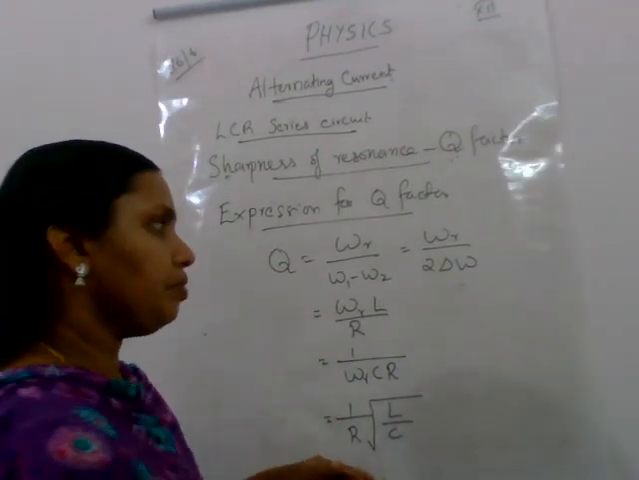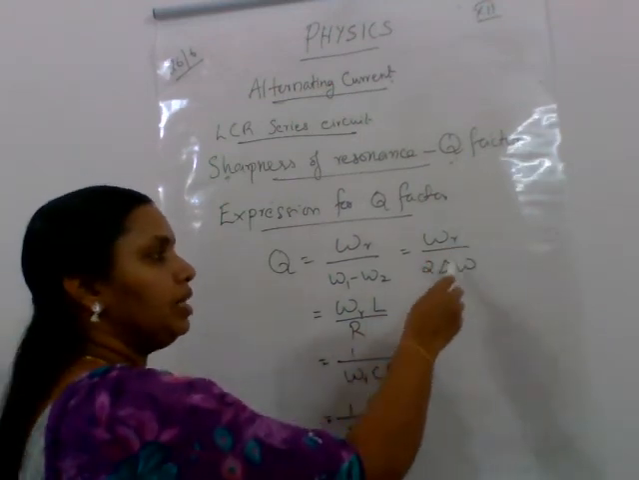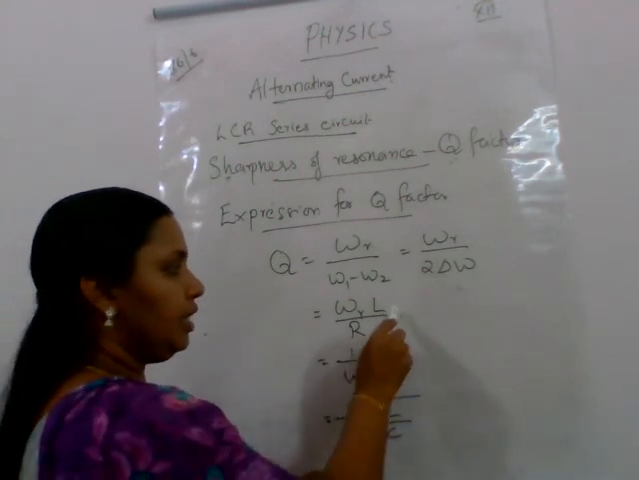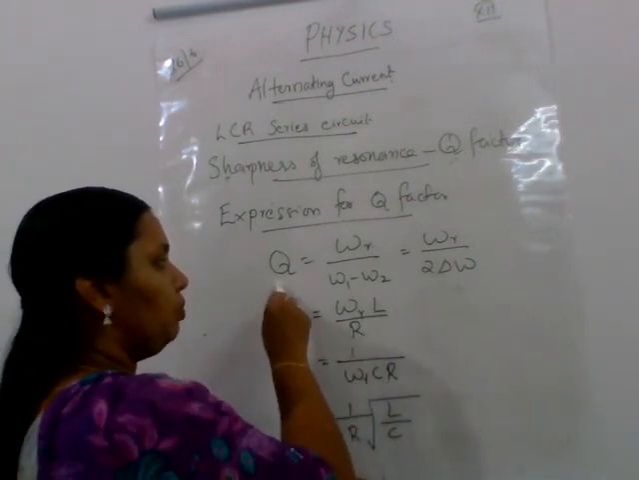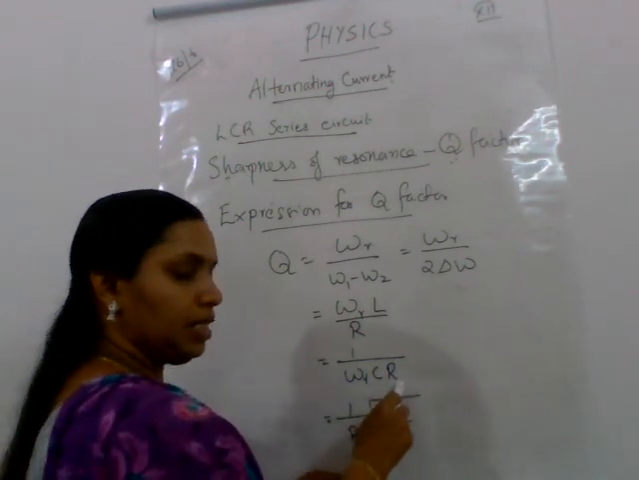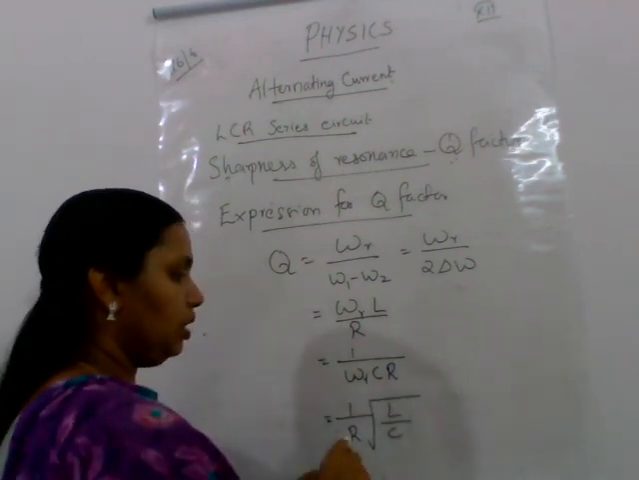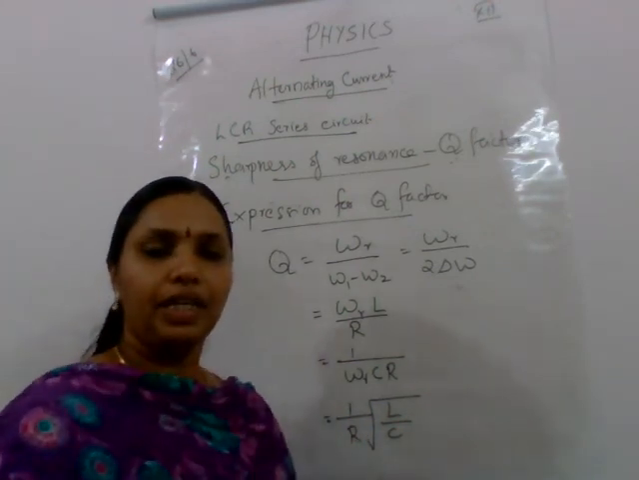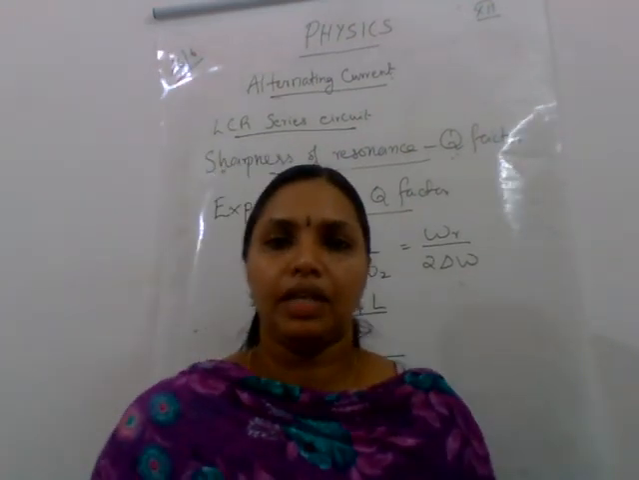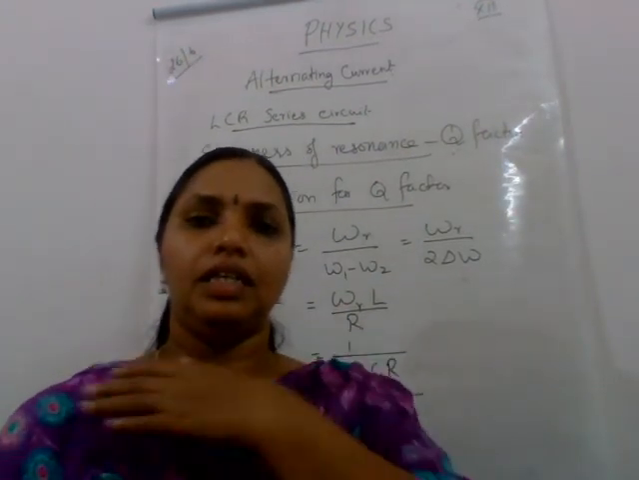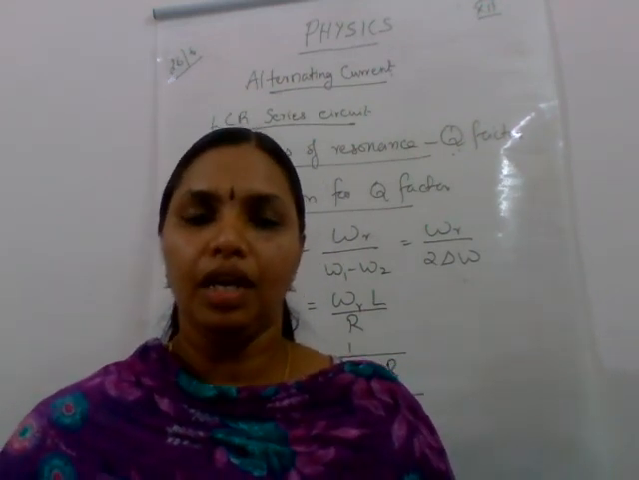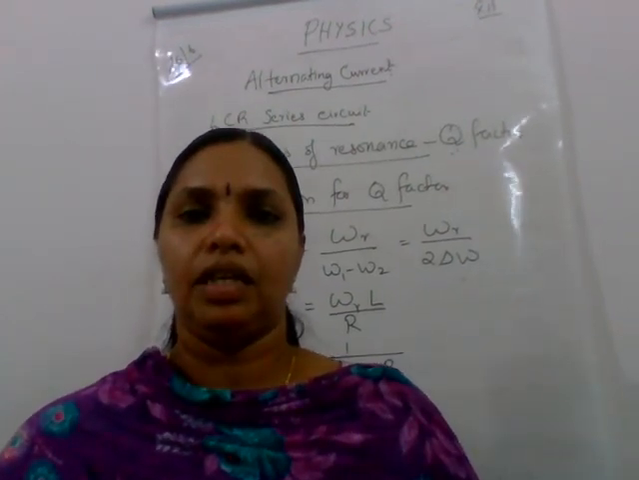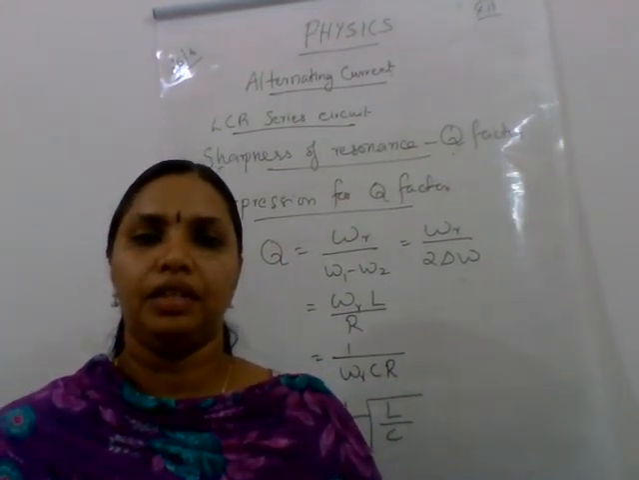In problems, if resonant frequency and bandwidth are given, you can use that equation to find out the Q factor. If inductance and resistance are given, you can use this equation. If capacitance and resistance are given, you can use this equation. If L, C and R are given and omega r is not given, you can use this equation to find out the Q factor. So write down the last question: write the different expressions for Q factor.